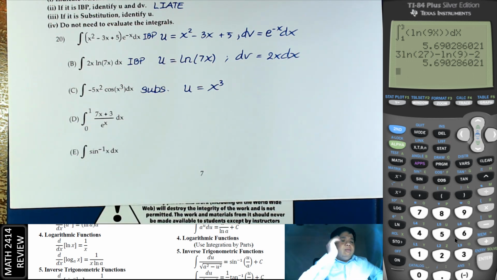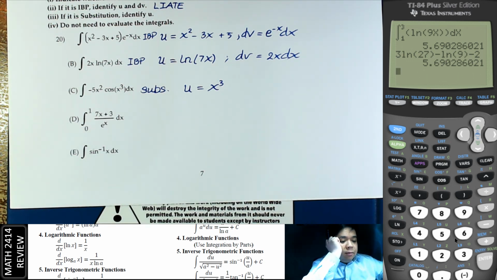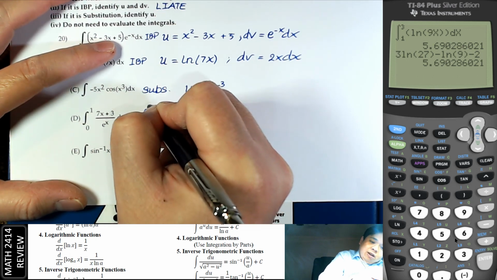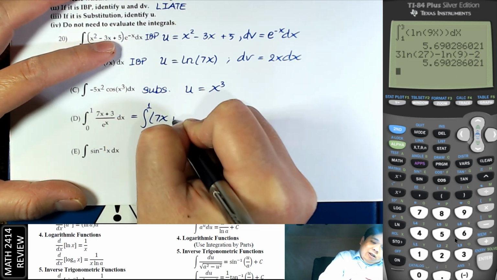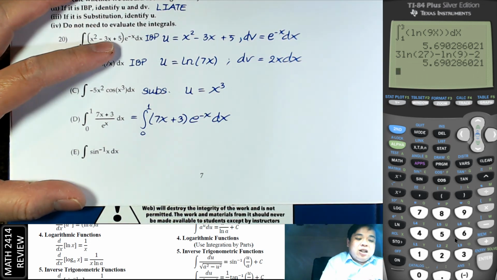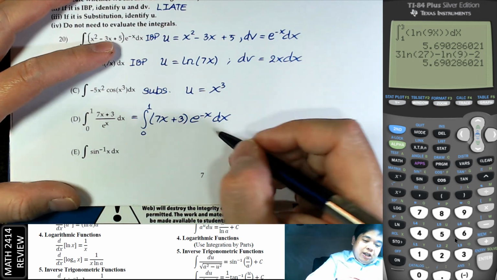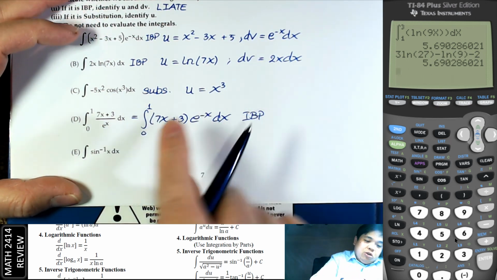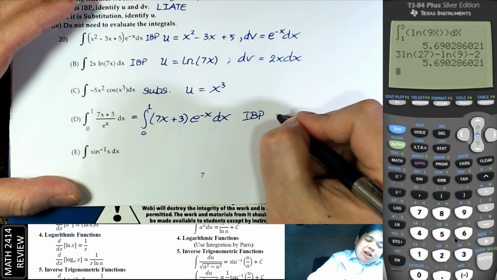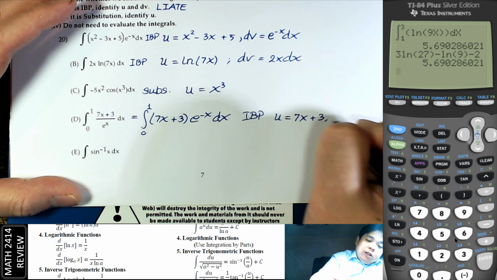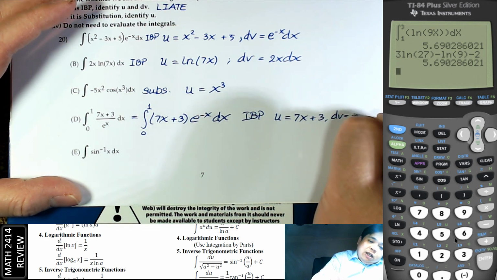Alright, for this one, well, what do we have there? By the way, I just made a simple modification here, and we can use integration by parts, because substitution doesn't work. So this works just like that one. u is equal to 7x plus 3, and dv is e to the negative x dx.